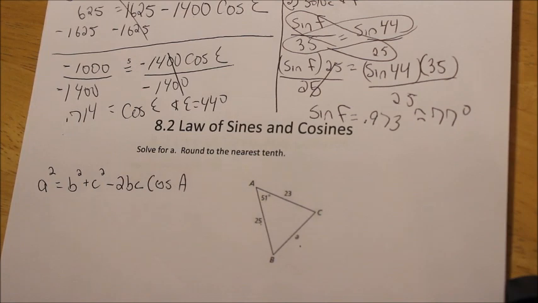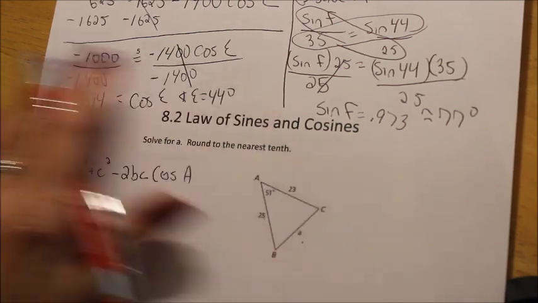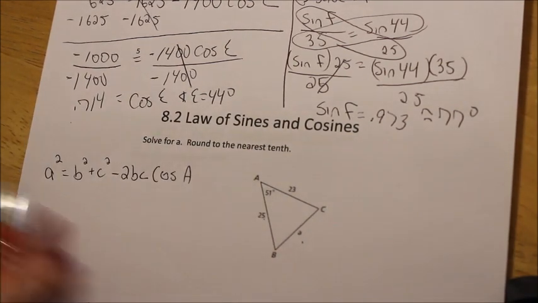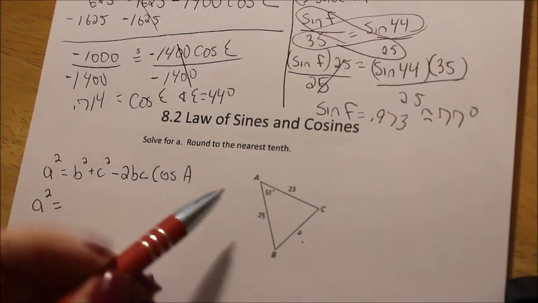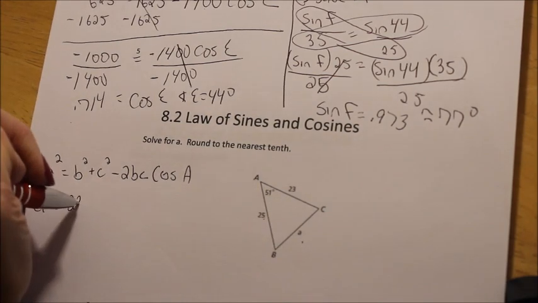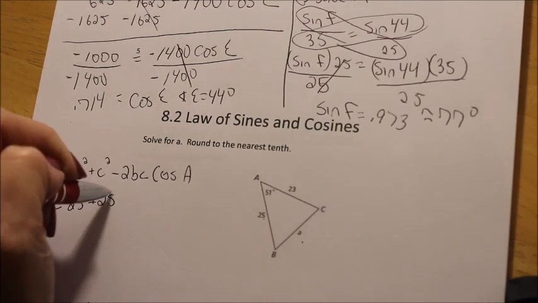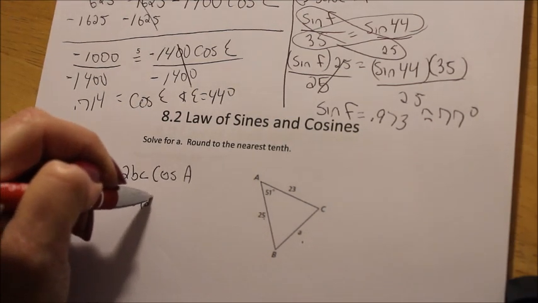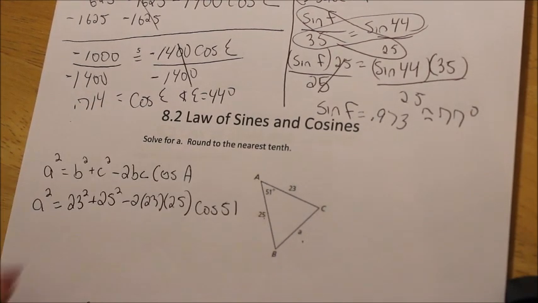And this would probably be one where I would say, okay, I want you to set it up for me. So if you wanted to hit pause and maybe try it on your own and then come back and see how you did, that might be a good idea. That's probably what I would have done if we were in class. But anyway, I'll finish it up here. So B is 23, C is 25, minus 2 times 23 times 25 times the cosine of 51. So that's how you should have had it set up.